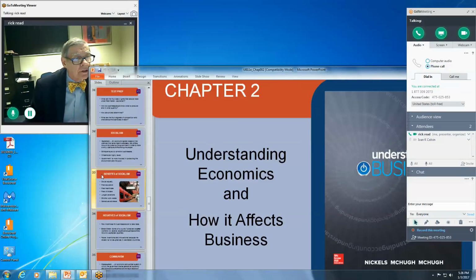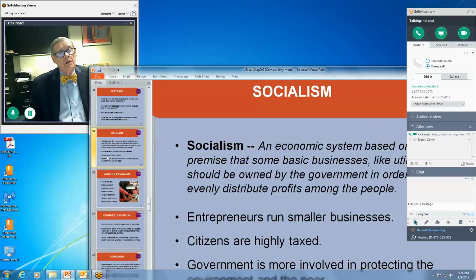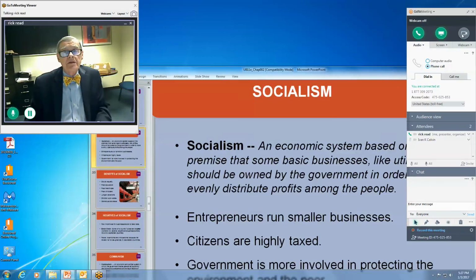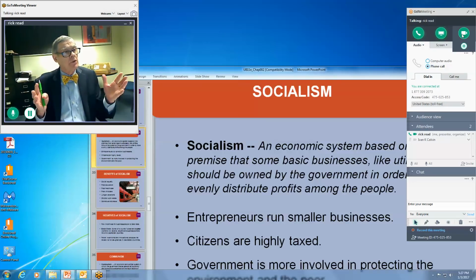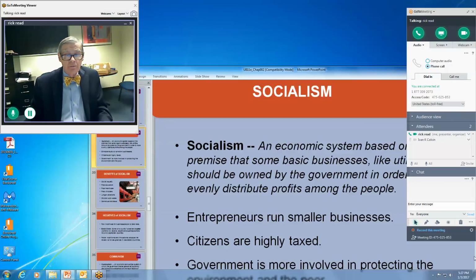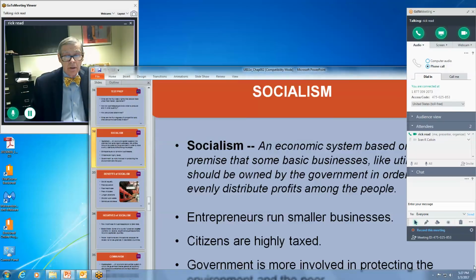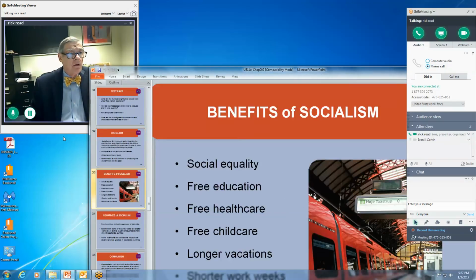Now let's look at socialism. It's an economic system, notice, that's based on a premise that some basic businesses should be owned by the government. And the reason they do this is to evenly distribute profits among society. We do have entrepreneurs running small businesses. Citizens are highly taxed. They have what's known as a cradle-to-grave operation. And the government is more involved in protecting things like the environment than they are in other things.